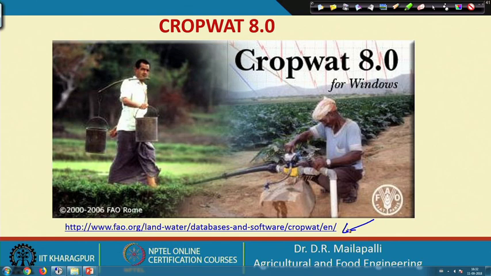And run the model for estimating the crop water requirement and irrigation scheduling. So, here there is a link. You can directly get it, or you can type Cropwat in a Google search engine, and that will definitely lead to the software download page, and you can download the software Cropwat.